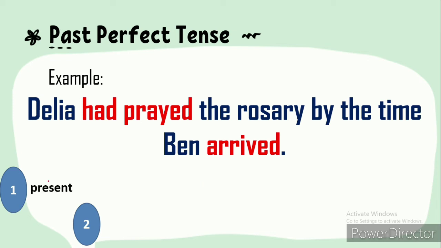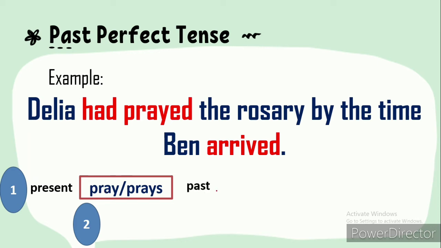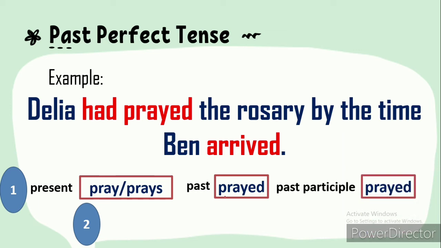Let us have the first action, had prayed. The present form is pray or prays. It depends on the number of the subject: prays for singular subject and pray for plural subject. Then we have the past form, which is prayed, and then the past participle, prayed. So we just added ed, so this is our regular verb.